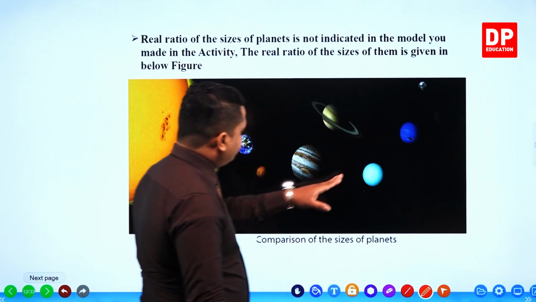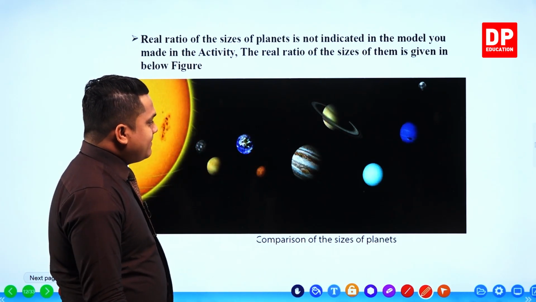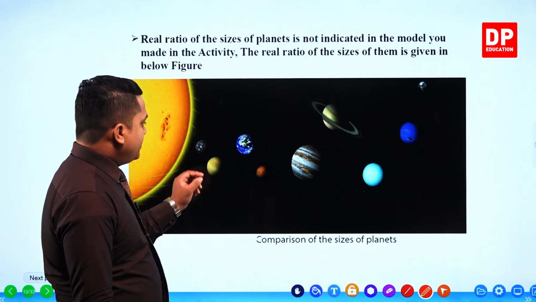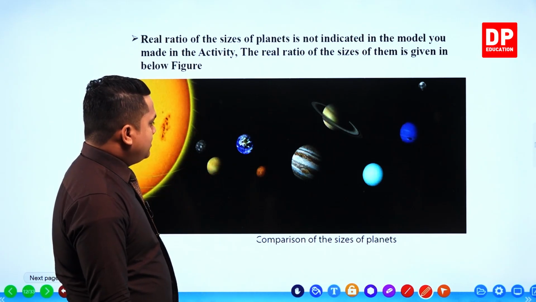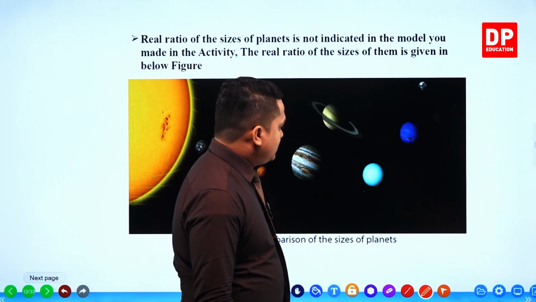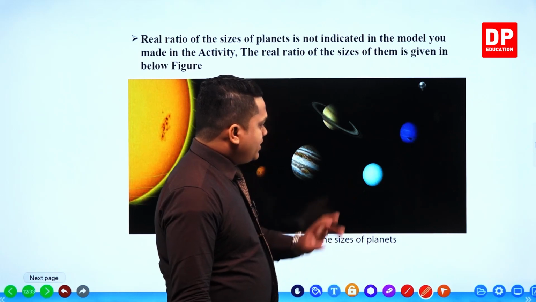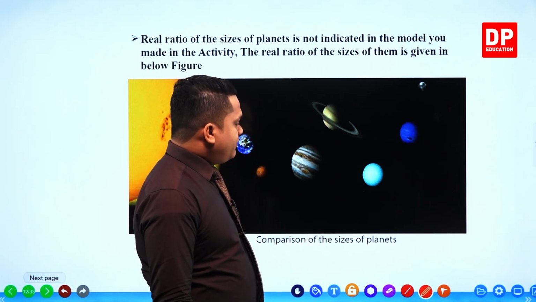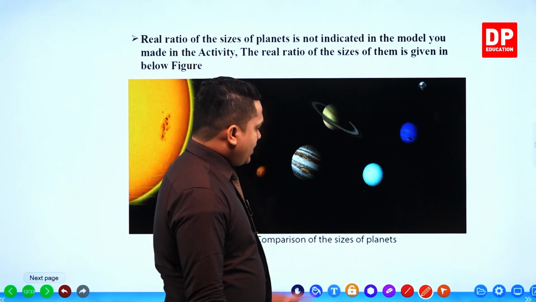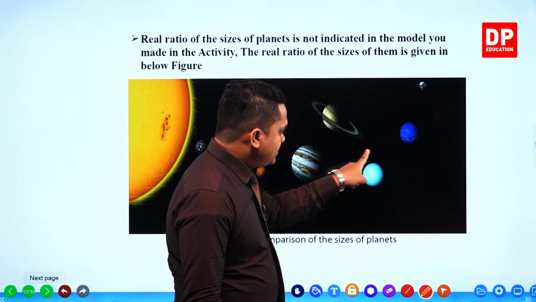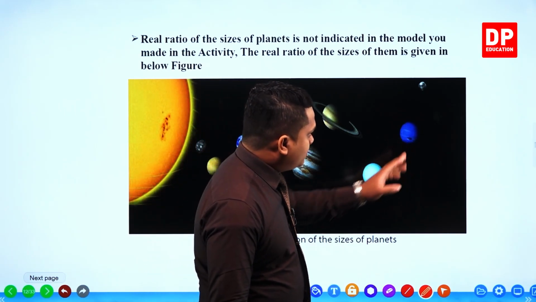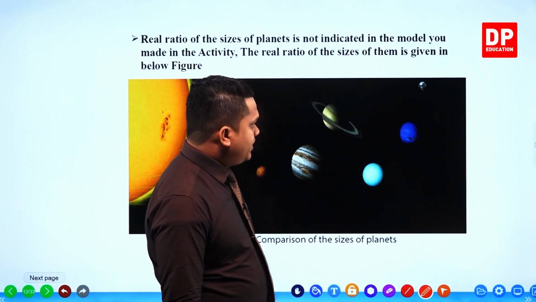So here, the size comparison is given within this figure. Mercury, the smallest one, Venus, Earth, Mars, Jupiter, Saturn. Then here you can observe Uranus. In Uranus also, my dear children, if you see it very clearly, if you zoom in, you can observe that there are several rings around Uranus also. Okay, then Neptune, the final one, and you can observe there is another one over here, right?